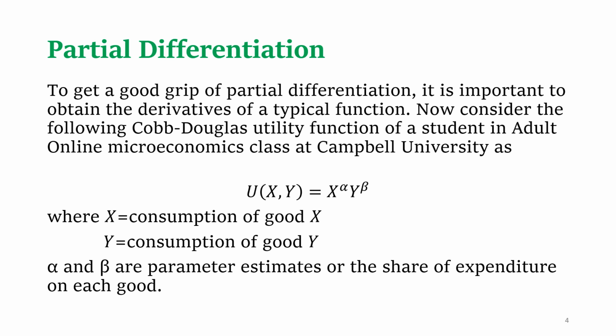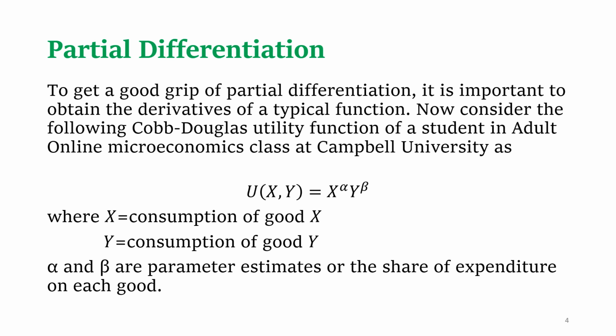So this Cobb-Douglas utility function, U of xy, is equals to x to the alpha and then y to the beta, where x is the consumption of good X, the amount of X that is consumed, and then y is the amount of Y that is consumed. Now, alpha and beta are parameter estimates. They are referred to as what? They represent the share of expenditure on each good, the share of the consumer's expenditure on each good.